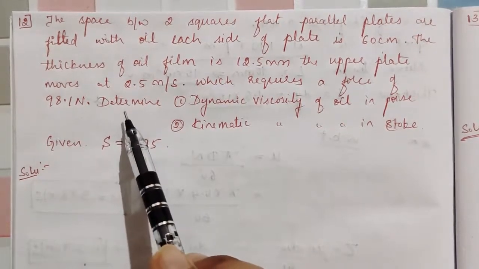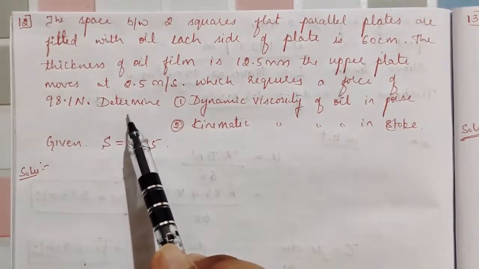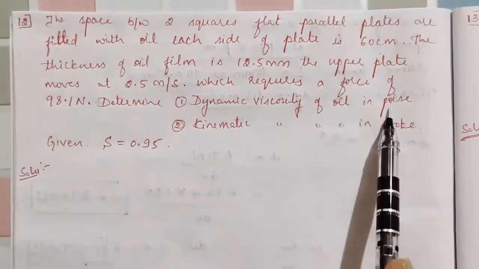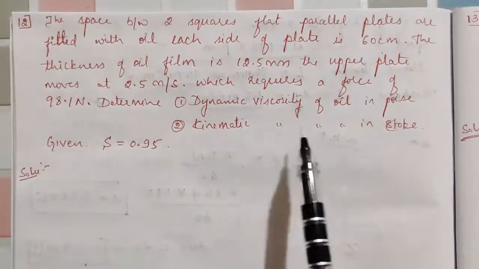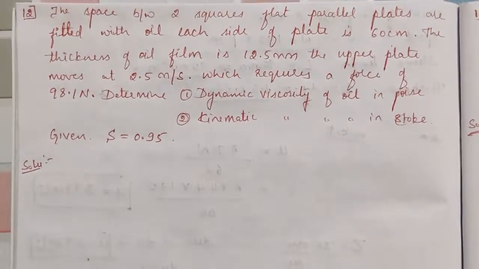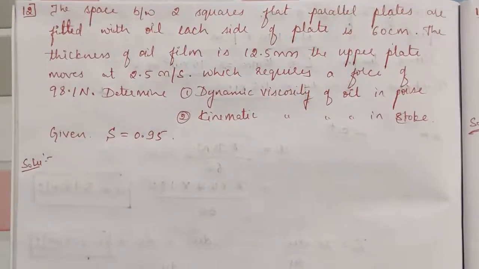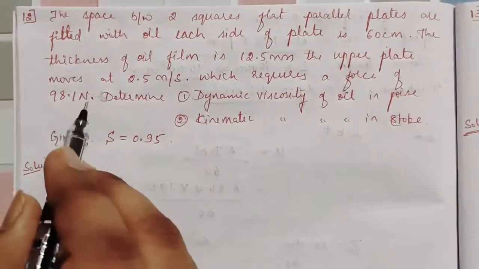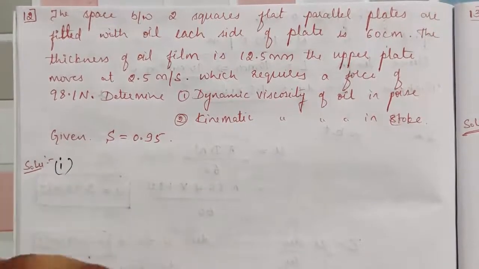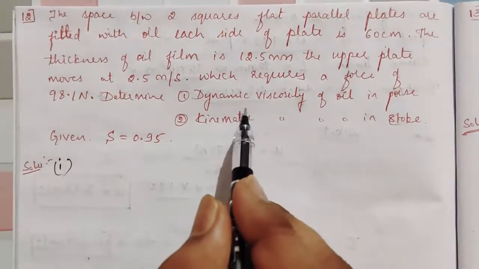So all the values that they have given, they have told us to determine the dynamic viscosity of oil in poise and the kinematic viscosity of oil in Stokes. Fine, so we will solve the problem. Given is directly there, so I'll directly solve the problem.